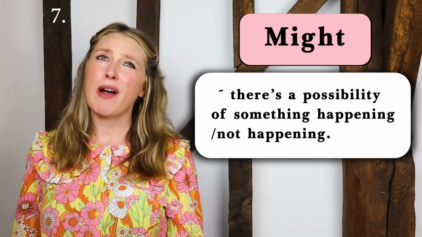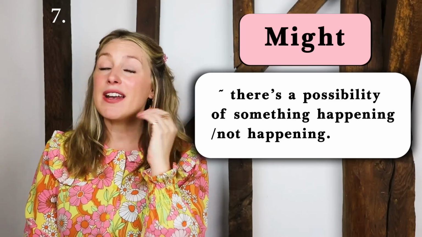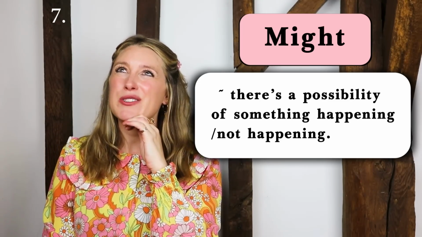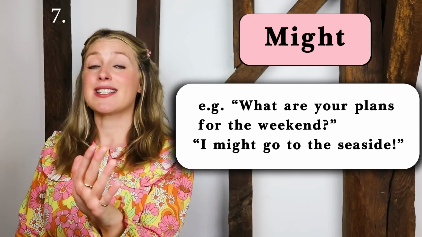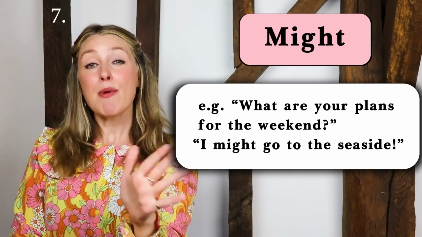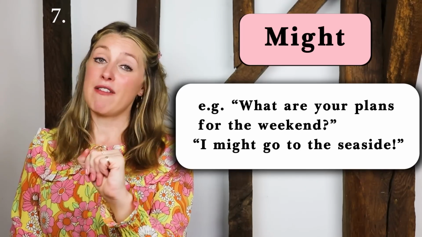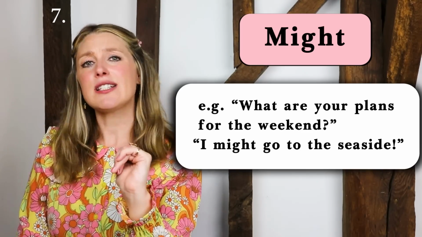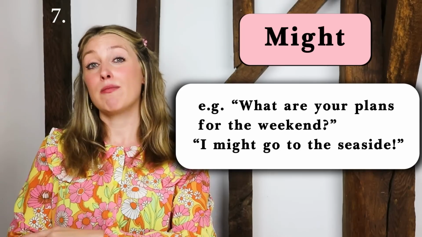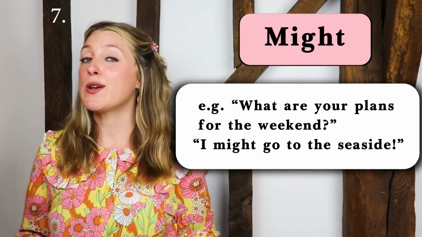So I might go out tonight. I might not. I might have a coffee later. I might not. You don't always have to say I might not. But if someone says, what are your plans for the weekend? You can say, I might go to the seaside. I might visit my grandparents. You haven't decided yet, okay? So it's really useful for discussing plans about bigger things in life or what you're doing on the weekend.